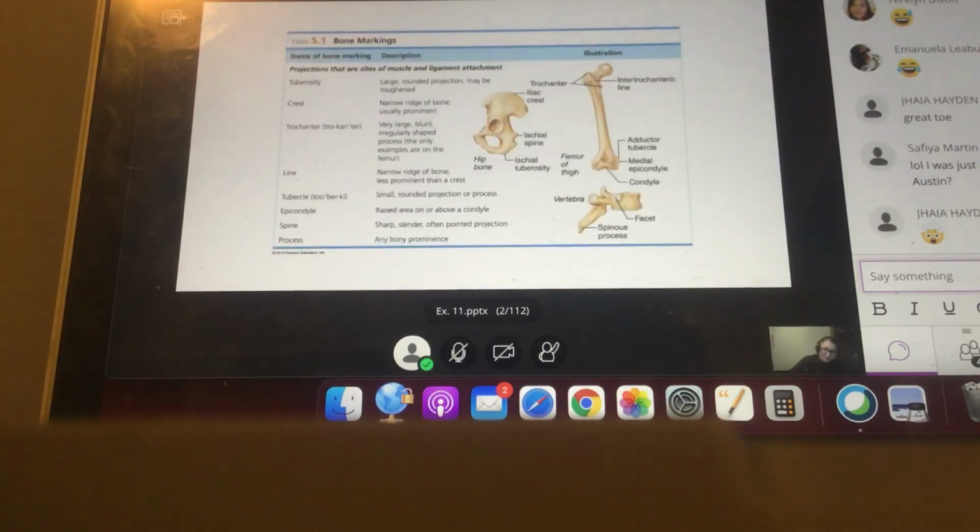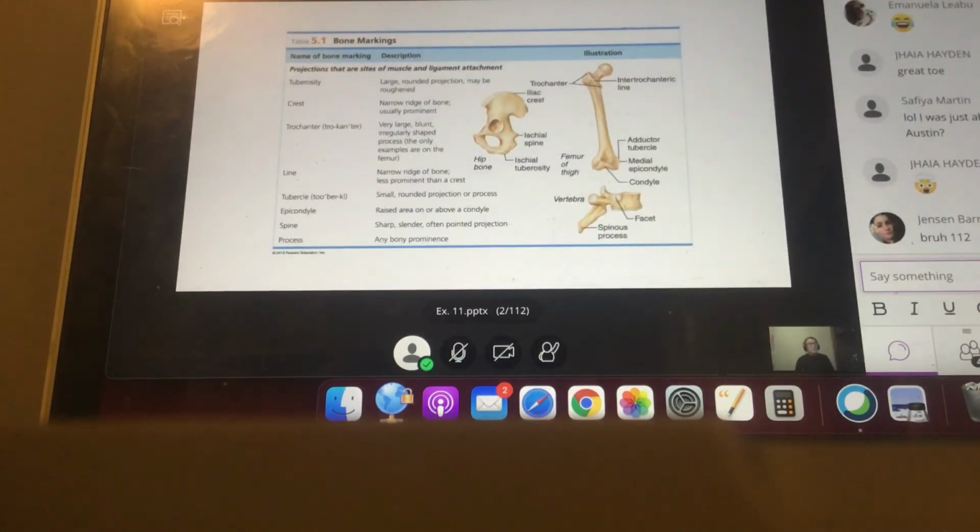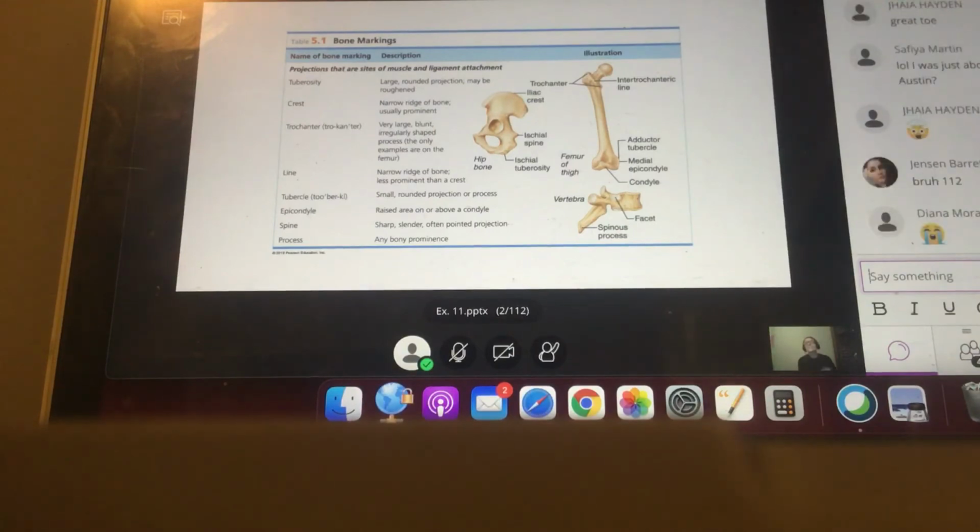All right, guys. So let's do this. Now, a couple things. I recommend that the textbook has these, not exactly this, but pretty much exactly like this. It has the charts that talk about what a tuberosity is, a crest, a trochanter. It's actually a good idea to get these and have them out. Don't memorize it. Do not memorize it.